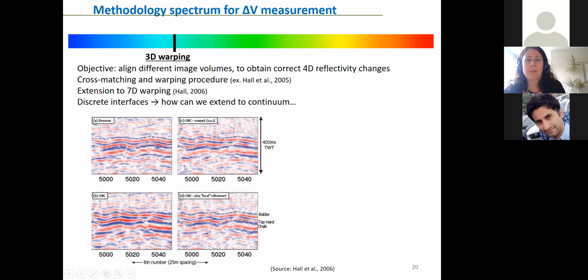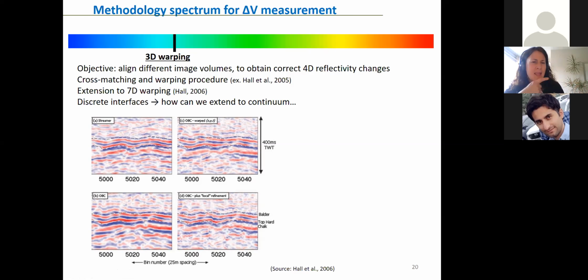And this is what we call the cross-matching and warping procedure. So Hall et al. in this case said, I have my streamer data, and I have these ocean bottom cable data, and clearly I cannot take the differences just like that because of these vertical shifts and lateral shifts. So here you're seeing the same data as here, but now it's been warped. And between here and here, their algorithm also applies local refinement, okay? So looking at this, you would say, okay, perfect, job done again.